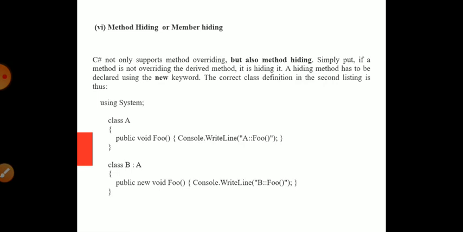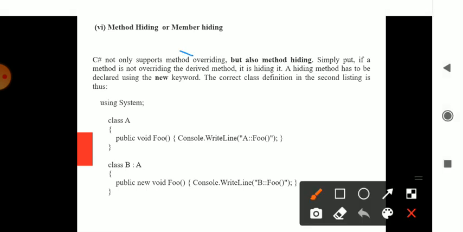Mainly, to explain the concept of member hiding, for example, if you are not able to override any of the methods, that particular method is said to be hidden so that it is not accessed by any other class. Then it is said to be member hiding. The member hiding concept uses a keyword called new, which helps you hide a particular method.